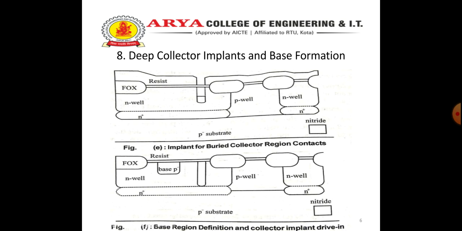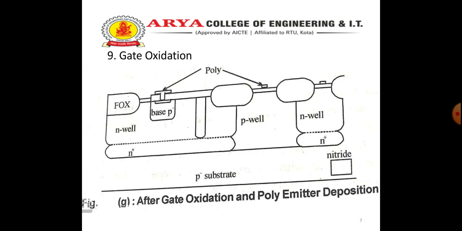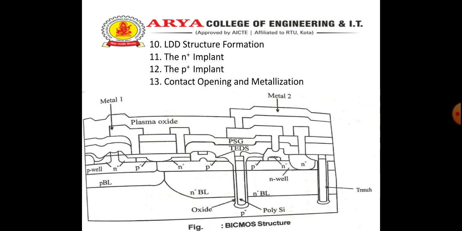Now we have gate oxidation. In gate oxidation, the active regions of most devices are now defined. Afterwards we have LDD structure formation. The deposited poly layer is patterned and an initial phosphorus implant is done. The N plus implant is now done after suitable patterning.